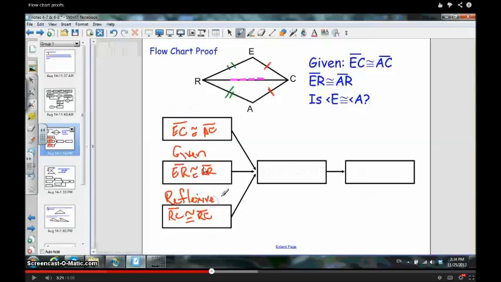And yes, this does say AR right here. Reflexive property, RC is congruent to RC. So outside the boxes, you put the reasoning. Why can we play the yellow 5 on top of the blue 5? The reasoning is because they have matching 5s.